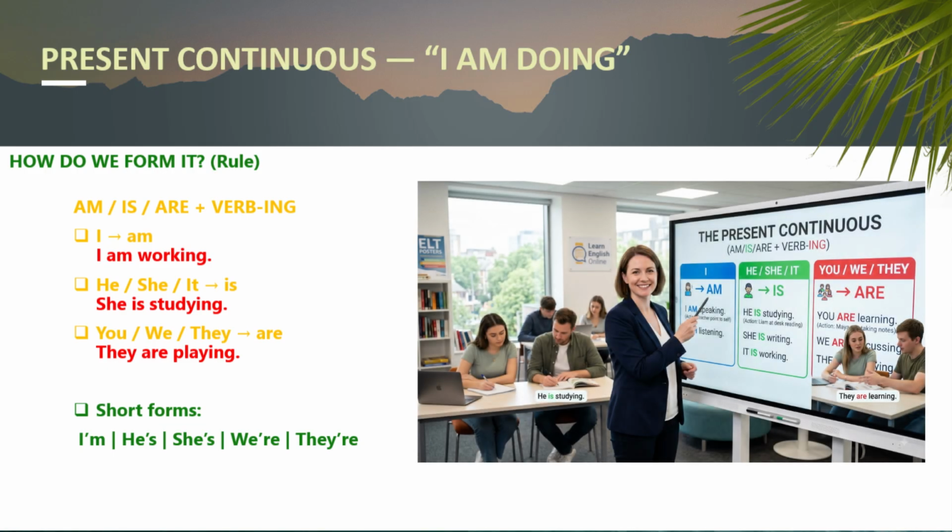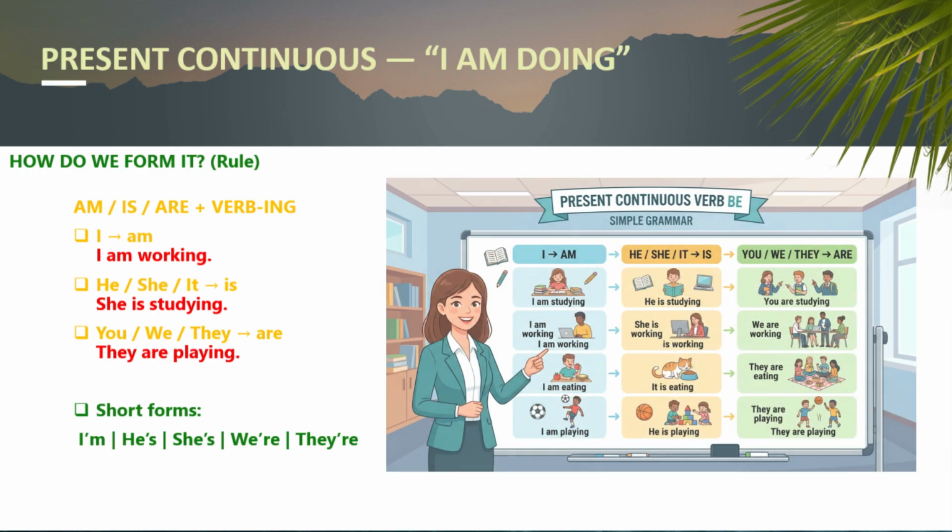Now let's learn how to make the present continuous. The structure is actually very simple. We use am, is, or are, plus the verb with ing. With I, we use am. For example, I am working, I am studying, I am eating, and I am learning English. In normal conversation, we usually make I am shorter and say I'm. So instead of I am studying, we normally say I'm studying.